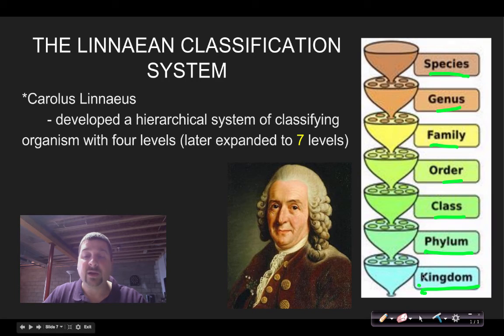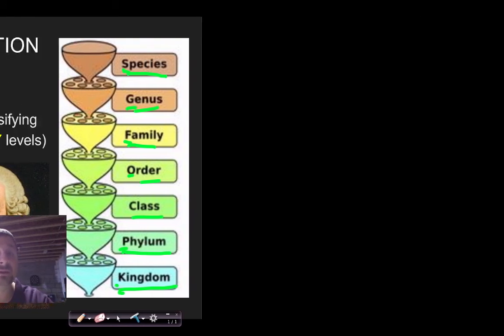Okay. Now, a good way to remember this, I tell my kids, is to remember King Philip came over for good spaghetti. King Philip came over for good spaghetti. So it might be a good idea to pause the video and write that down in your notes for a good way to remember those 7 levels. Okay? He started originally with around 4 levels, and we've expanded it to 7, and we've actually in the last 20 years added to that, which I'll get to a little later in the video.